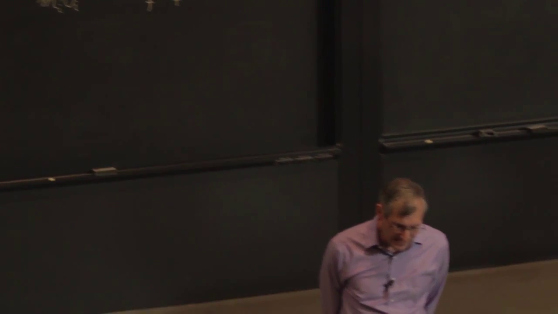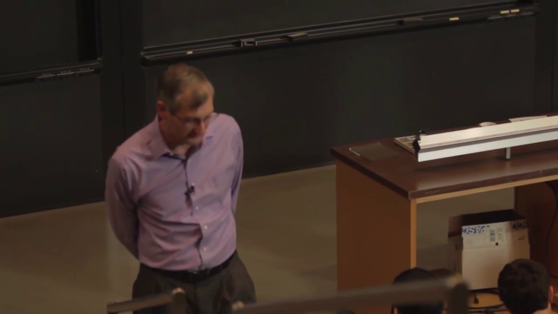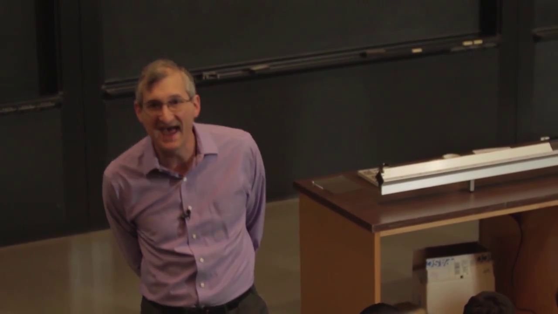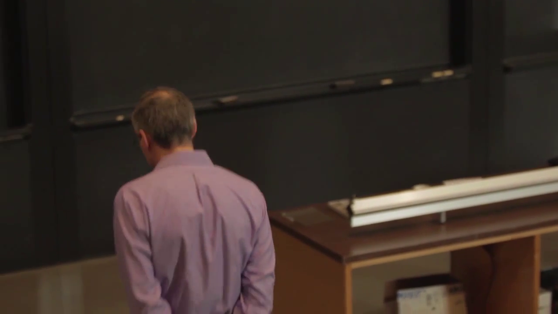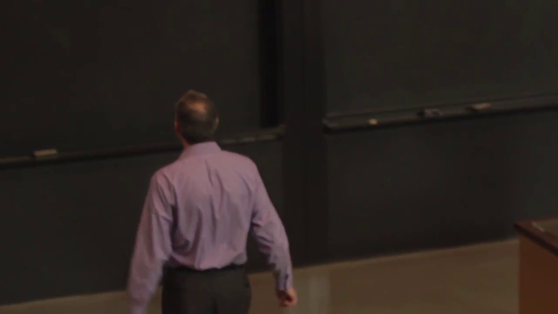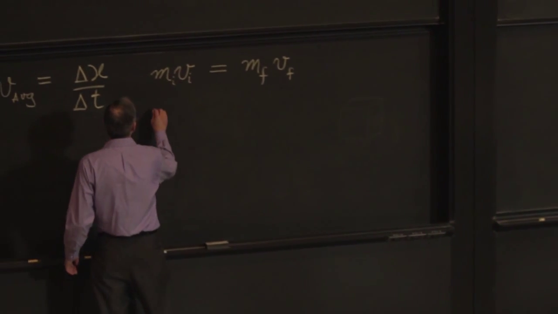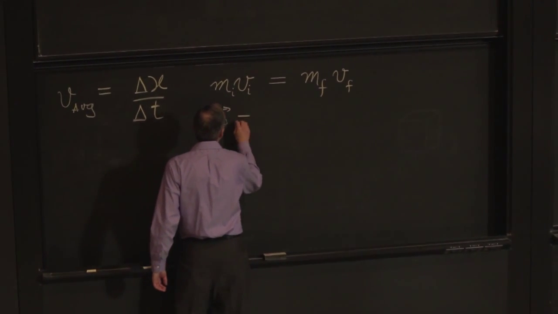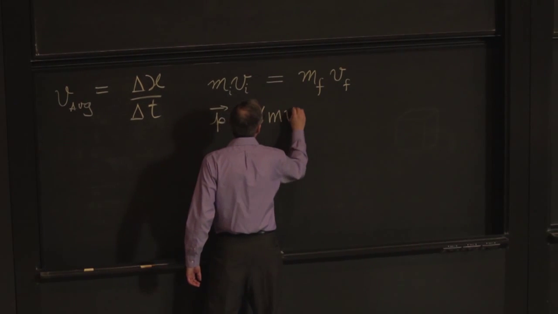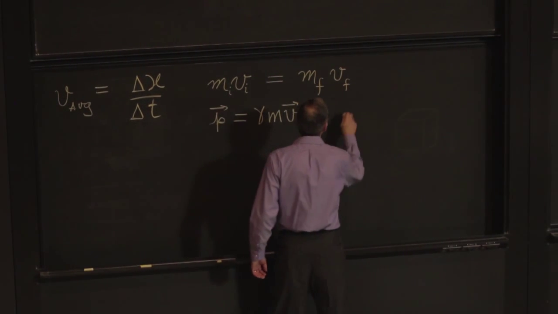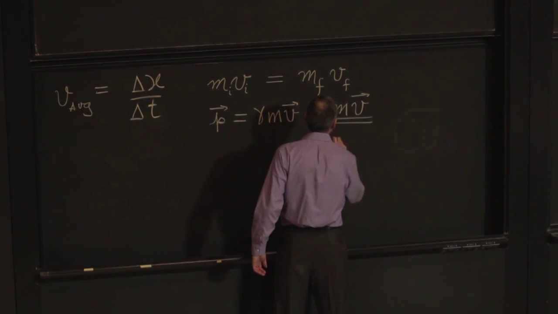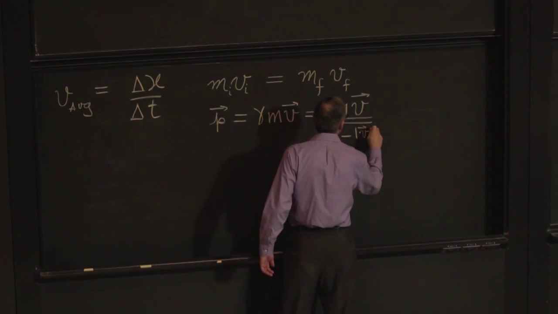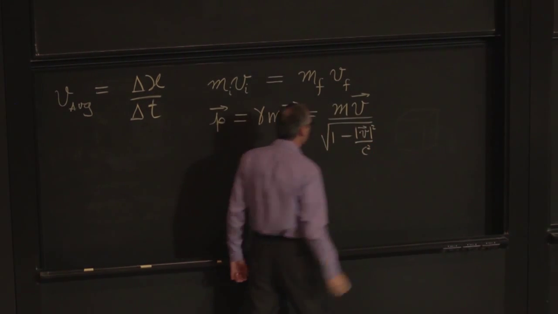Now, last semester you learned that this is wrong, right? I'm just going to test to see if you remember what it is supposed to say. Oh, you people, you didn't forget everything over the break. I'm impressed. Okay, so for realsies, momentum is gamma m v, which is to say m v vector over the square root of 1 minus v vector squared over c squared.